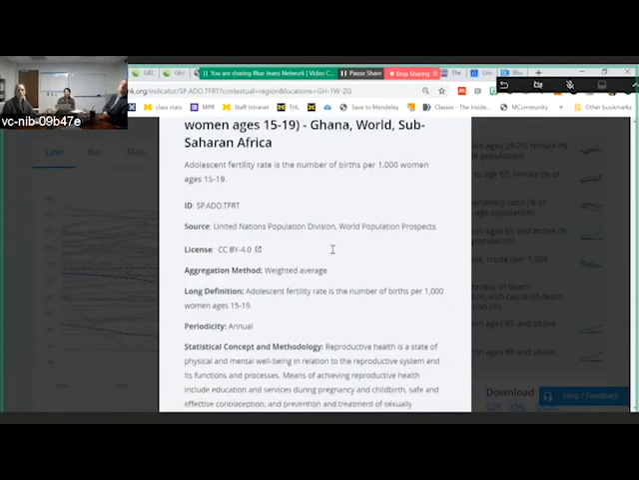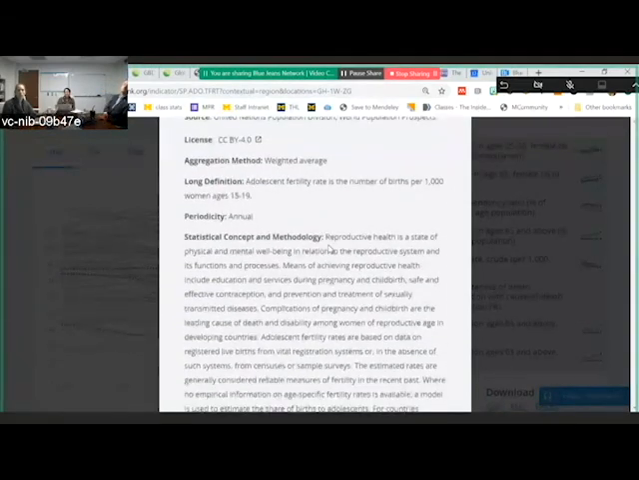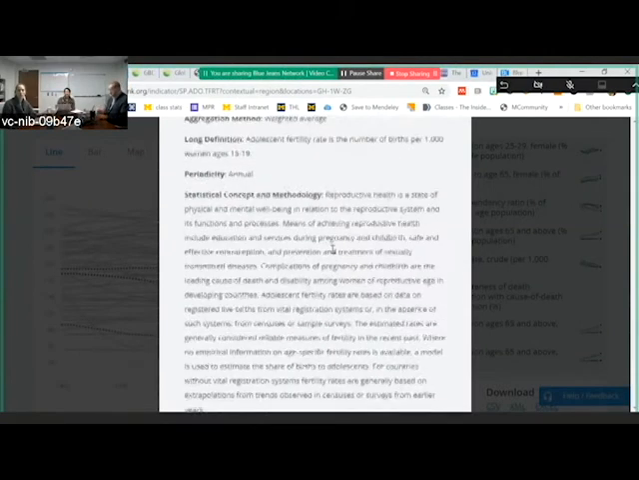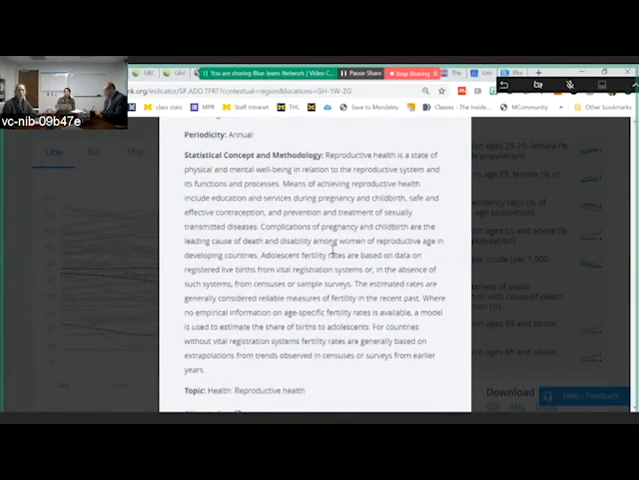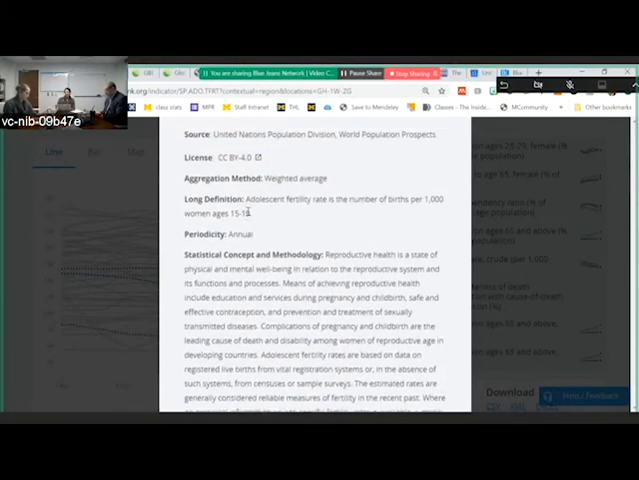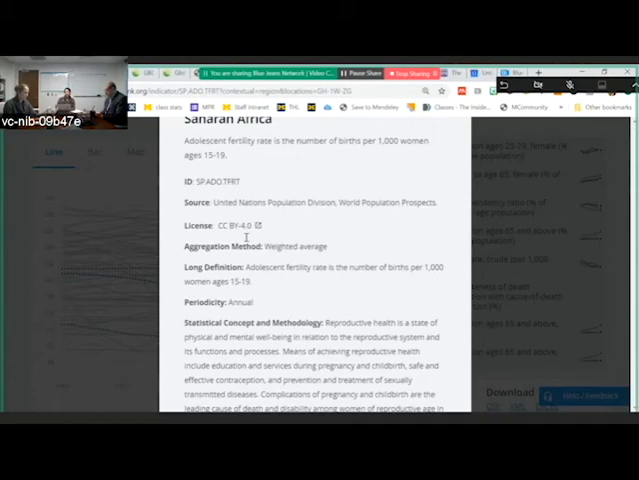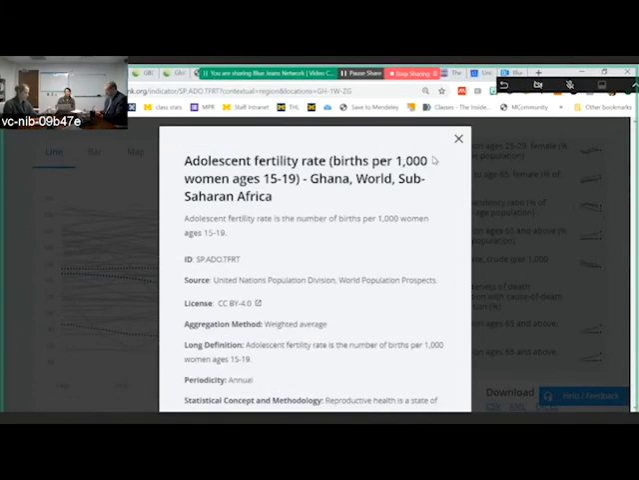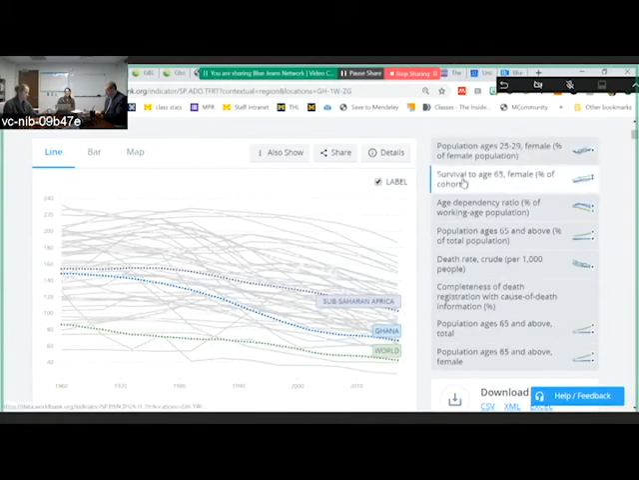It came from the United Nations Population Division. What is the definition of adolescent fertility rate? What was the statistical concept and methodology? And if I want, I can click on all metadata to get more information on the estimation and work. We can see Creative Commons data. Now, in addition to that, it's showing me, hey, you're interested in adolescent fertility rate? Here are some other interesting sources related to that you might want to check out. And you can see it even provides the trend lines right beside it.